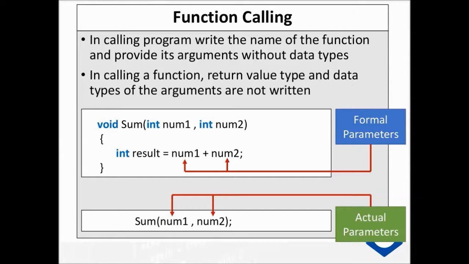When a function call is executed, the values of actual parameters are copied to the formal parameters.